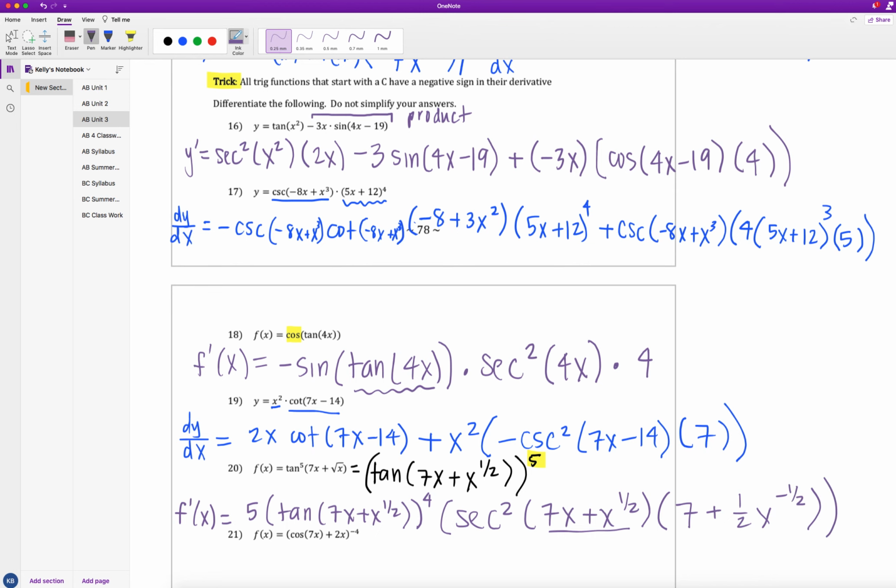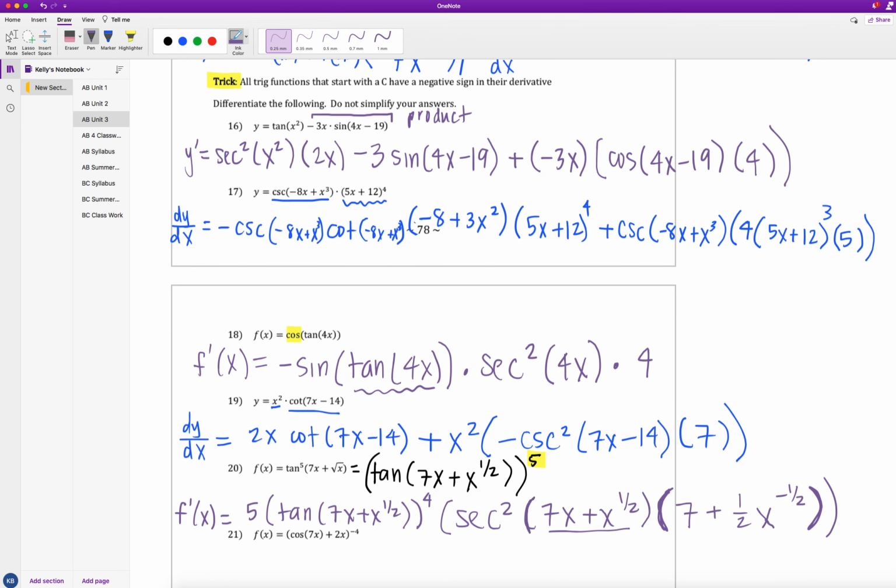So all of these are being multiplied. It is key that we have parentheses around the 7 plus 1/2 times x to the negative 1/2, since that whole thing is the derivative of this inside function. So that needs to get multiplied to the secant squared of that mess.